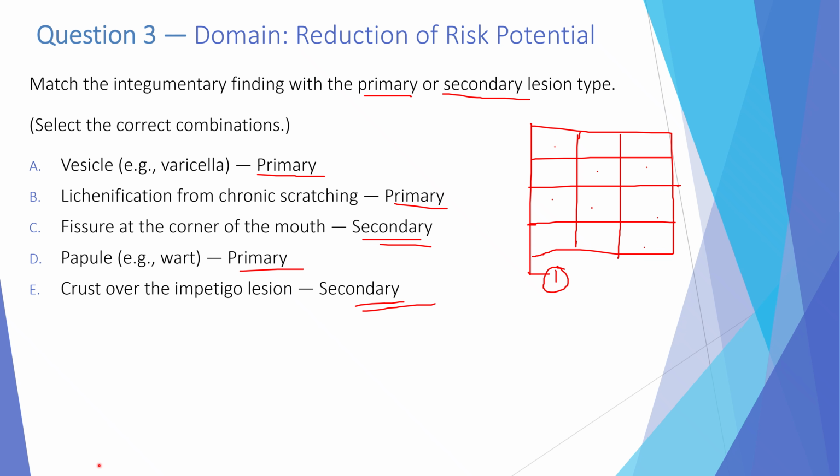Okay, so let's see. Match the integumentary findings with the primary or secondary lesion type. A. Vesicle, varicella, it's primary.